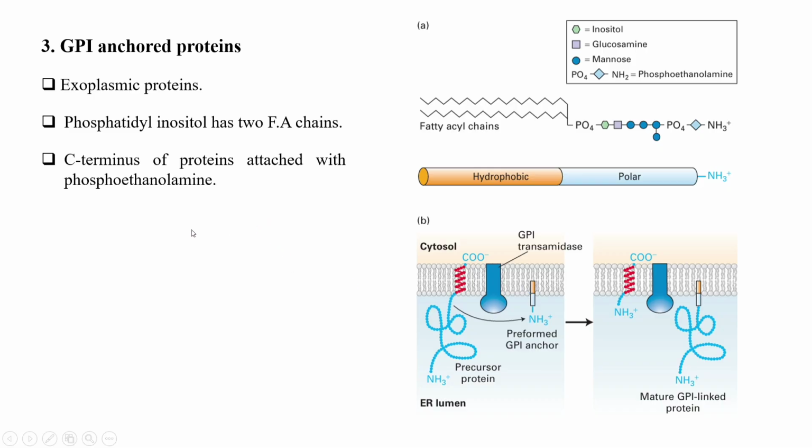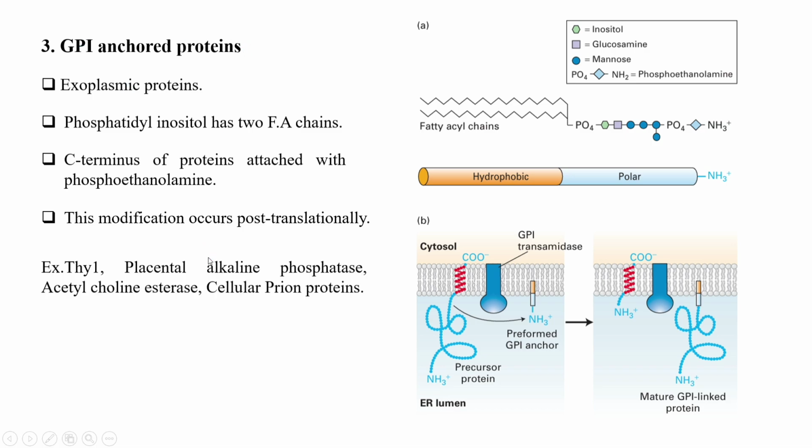Okay, this is simple. Now, the C terminus of the protein is attached to phosphoethanolamine. This portion is the phosphoethanolamine, and here the C terminus of the protein, because this is the N terminus of the protein and this is the C terminus. The C terminus is attached to this phosphoethanolamine. This modification occurs post-translationally. As you can see, the protein is already made. So in the case of GPI anchored protein also, the modification occurs after the translation of the protein. Examples like Thy-1, placental alkaline phosphatase, acetylcholinesterase, and cellular prion proteins are examples of GPI anchored protein. So this is all about lipid anchored proteins.